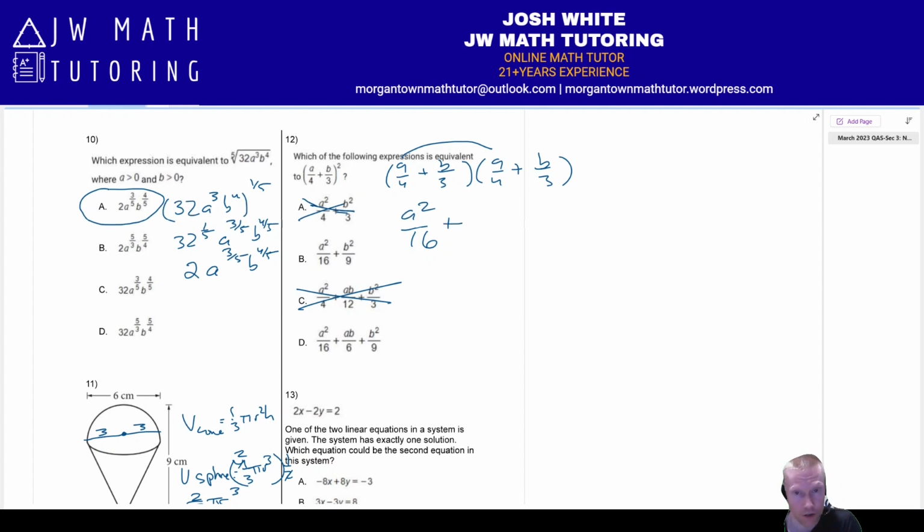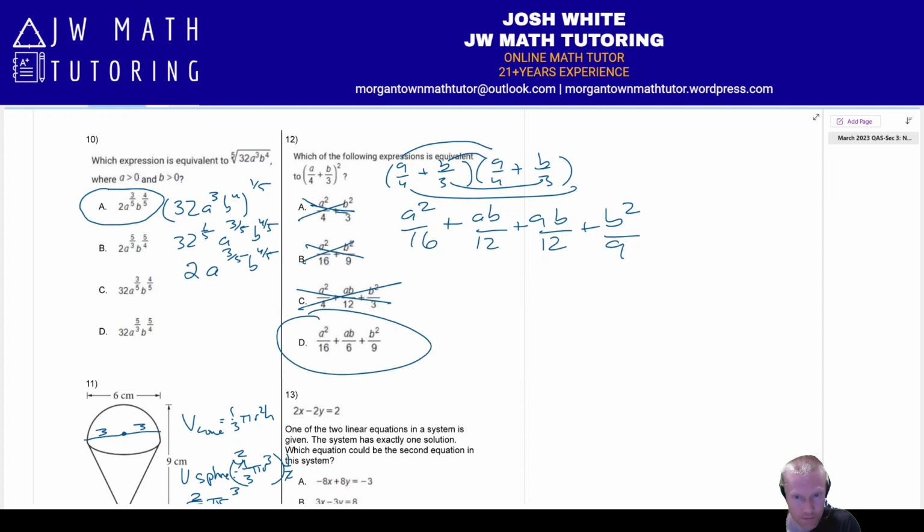Then the inner and outer terms are each going to be identical, because they're each going to have an ab on top and a 12 on the bottom. And then the last two terms right here, it's going to have b times b, b squared, 3 times 3, 9, b squared over 9. So notice it's going to be letter D. And just so you know, the reason that this combines to be ab over 6 is because technically it becomes 2ab over 12, because you have a 1 here that's not written and a 1 here. 1 plus 1 is 2, and then the 2 and the 12 cancel to make 6. So the correct answer for this one is going to be letter D.